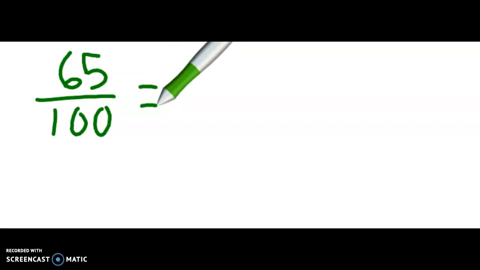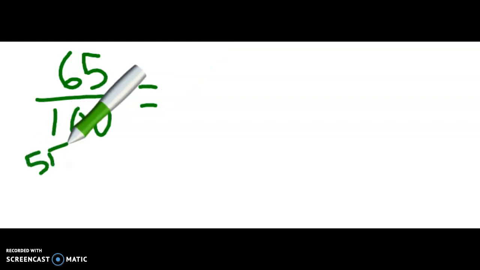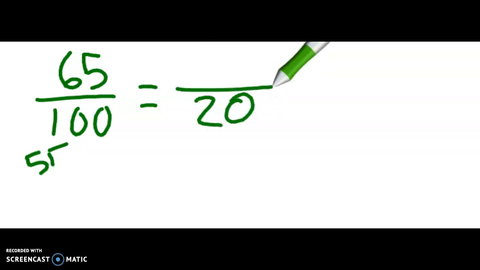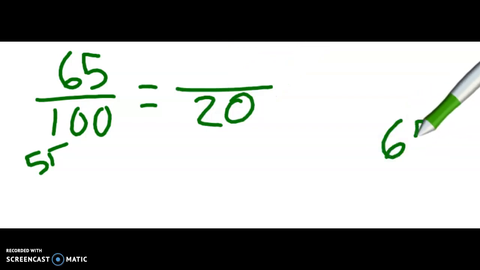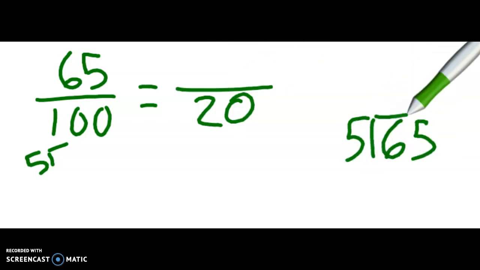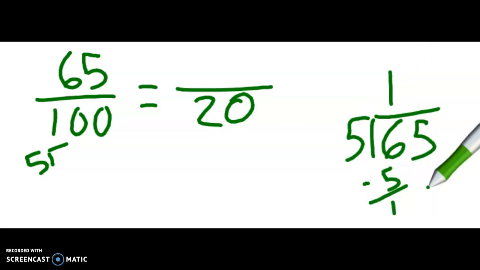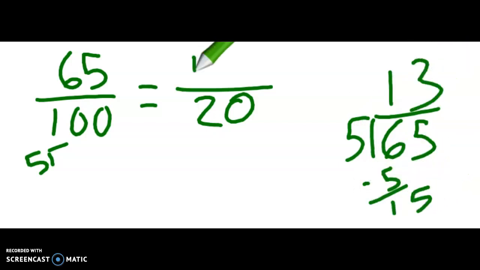5 goes into 100 20 times. And now we're going to do the division to see how many times 5 goes into 65. 5 goes into 65 13 times. And so my answer is 13 over 20. There's nothing that I can do to reduce that, so I know that that's got to be my answer.